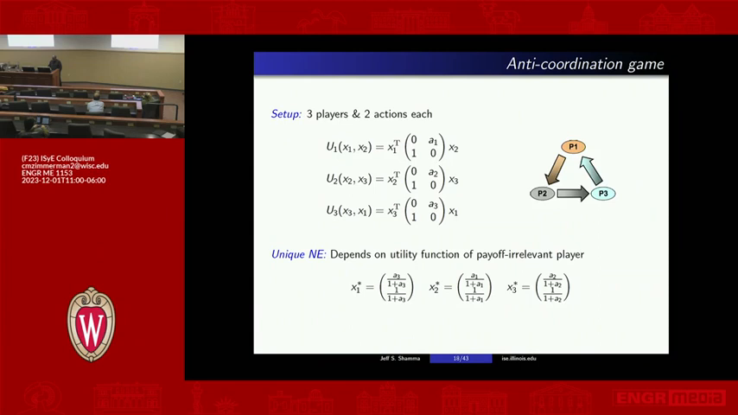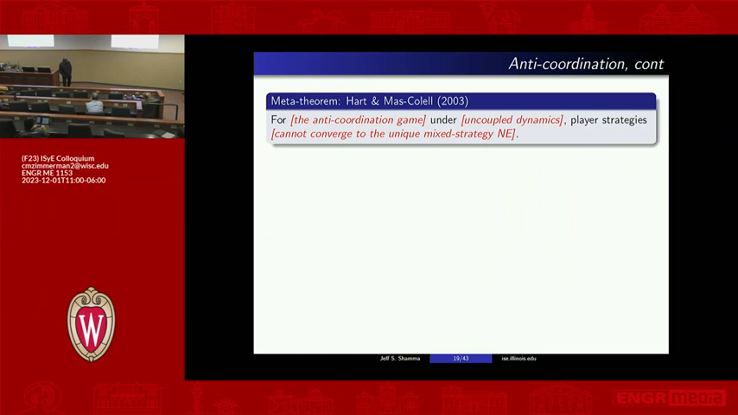So for this particular game, there is a paper that came out a couple of decades ago, and here's the meta theorem. For the anti-coordination game, under any uncoupled learning rule, strategies do not converge to Nash equilibrium. It's not specifying a learning rule, it's saying any learning rule. For this particular game, for any learning rule, strategies cannot converge to Nash equilibrium.